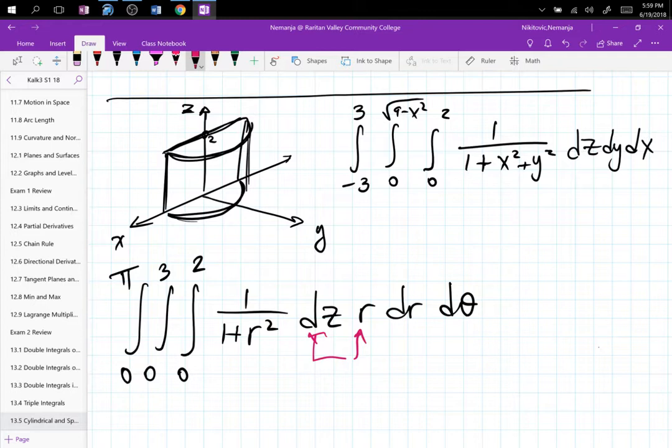If you multiply the r in, why not? It's just a variable. Just that it's r over 1 plus r squared.